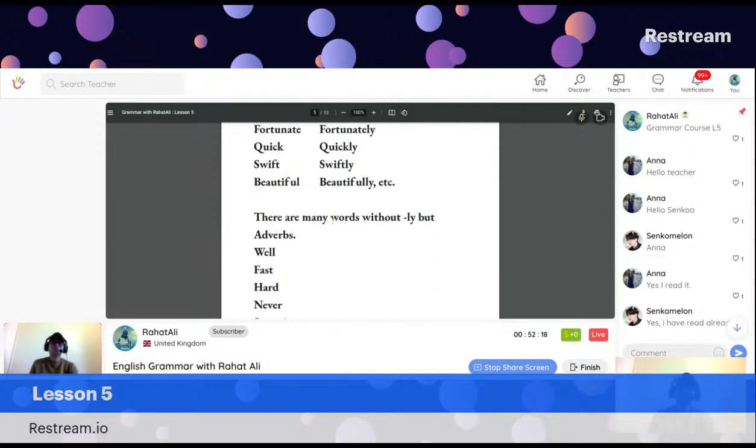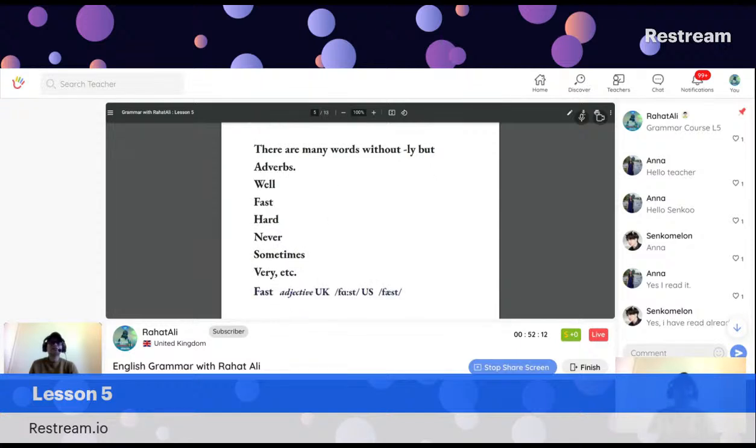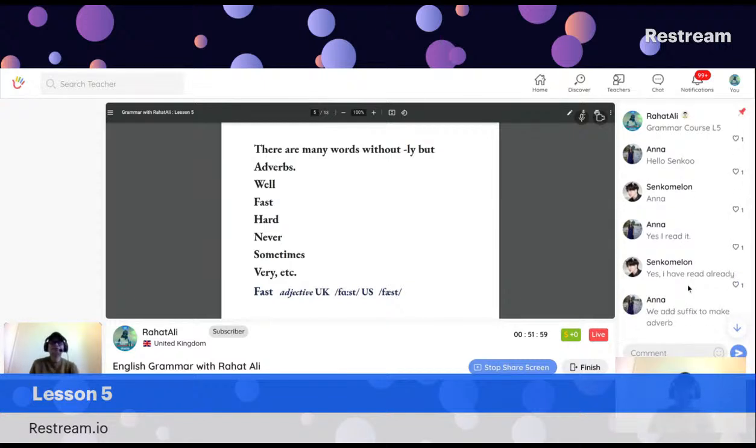But there are hundreds of words, even though there is no ly, that are also called adverbs, like well, fast, hard, never, sometimes, very. Remember that these have no ly at the end. Can you guys give any examples? Any adverb that has got ly? Sanko and Anna.